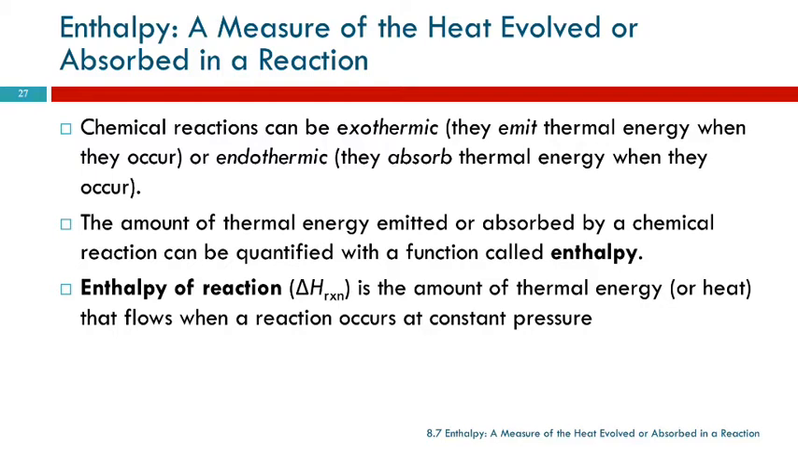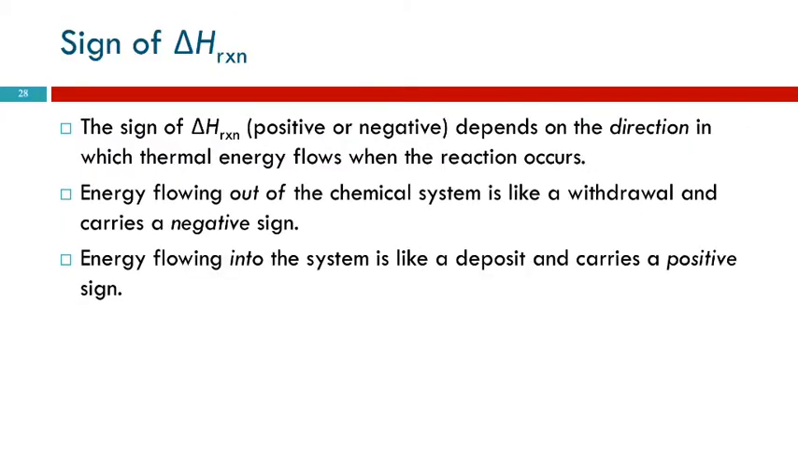So it's the amount of thermal energy or heat that flows when a reaction occurs at constant pressure. The at constant pressure part is sort of the small print. In Chem 1A, we go deeper into what exactly that means, but for now, we're just going to leave it here. So the sign of that heat of reaction depends on the direction. So energy coming in, energy going out.